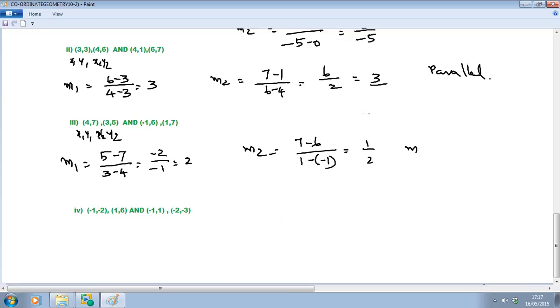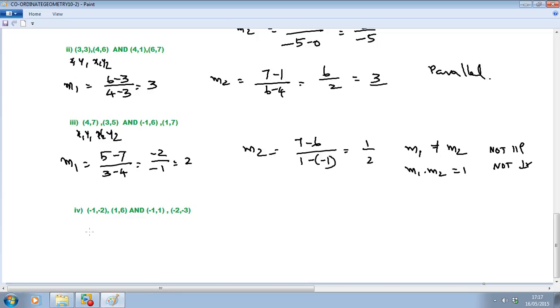So in this case, m1 is not equal to m2, and m1 into m2 is not equal to minus 1. So the result is that the lines are not parallel and not perpendicular. So next problem we will try.